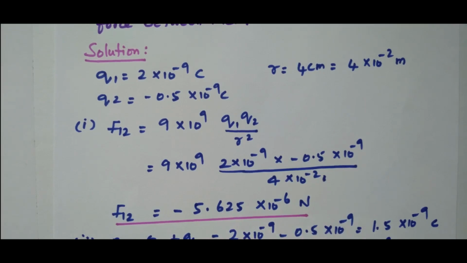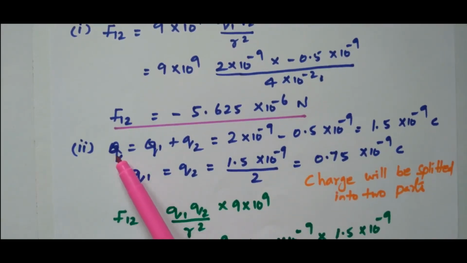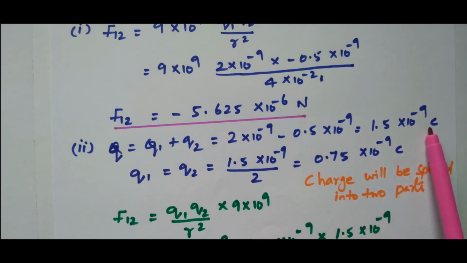So before being brought into contact, as a normal condition, by using these values we calculated the force as minus 5.625 into 10 to the power minus 6 Newton. Right. Now the charges are brought into contact. Both are added together. Q equal to Q1 plus Q2. We added both the charges. So 2 into 10 to the power minus 9 minus 0.5 into 10 to the power minus 9. So what is the value? 2 here, minus 0.5 there. So it is 1.5 into 10 to the power minus 9 Coulomb. So while adding both the charges, what we got: 1.5 into 10 to the power minus 9 Coulomb.